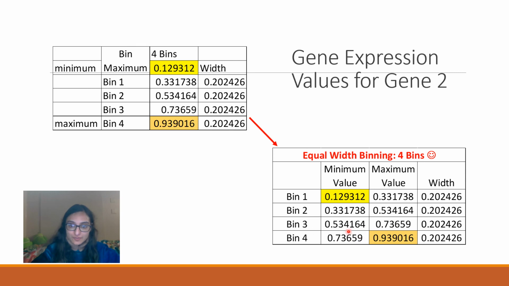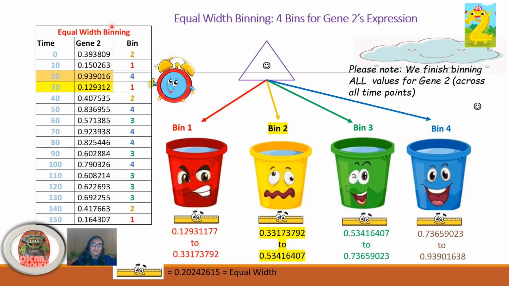So the last bin is going to go from 0.73659 all the way up to 0.939016. Again, we can do the same thing for gene 2. We have an updated width, updated intervals, and an updated list of gene values. For instance, this value over here, 0.393809, falls in bin 2 because it's going from 0.33 to 0.53. The maximum values will definitely fall in bin 4, and the minimum value should definitely fall in bin 1. And 0.608 falls in the interval from 0.53 to 0.736, so it's going to be in bin 3. That makes sense.